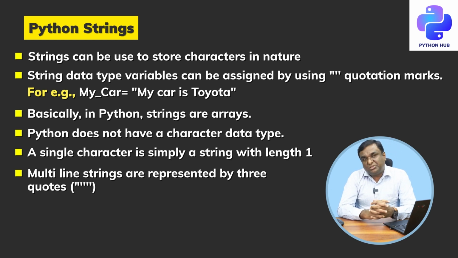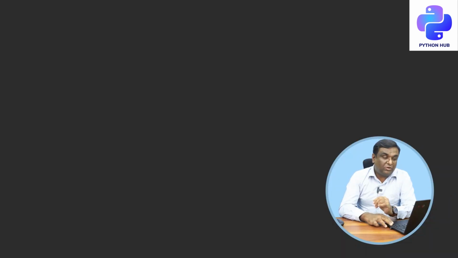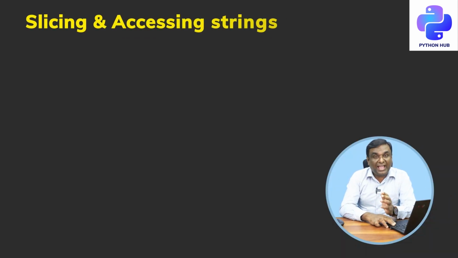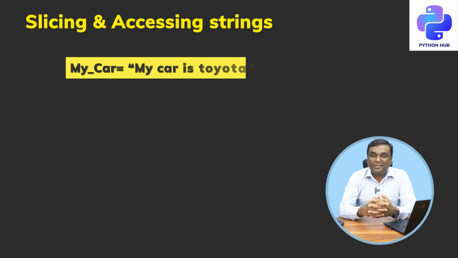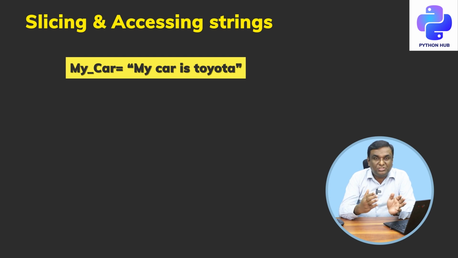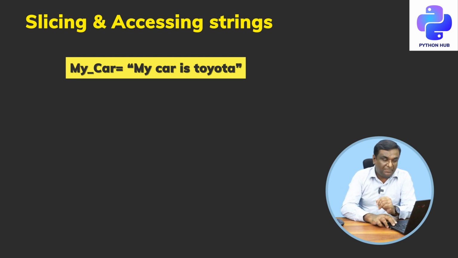Now, having understood strings, it is important for you to understand what kind of operations we can perform on strings. What we generally call slicing and accessing strings. Let's go back to that example. My underscore car, the variable name that we declared, is equal to "my car is Toyota". "My car is Toyota" is the string that you have stored in the variable name my_car.